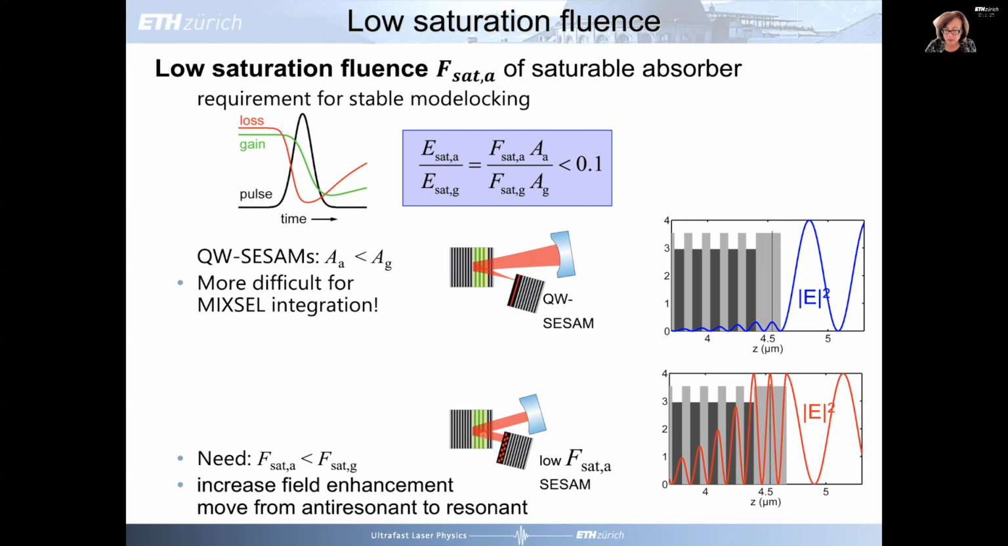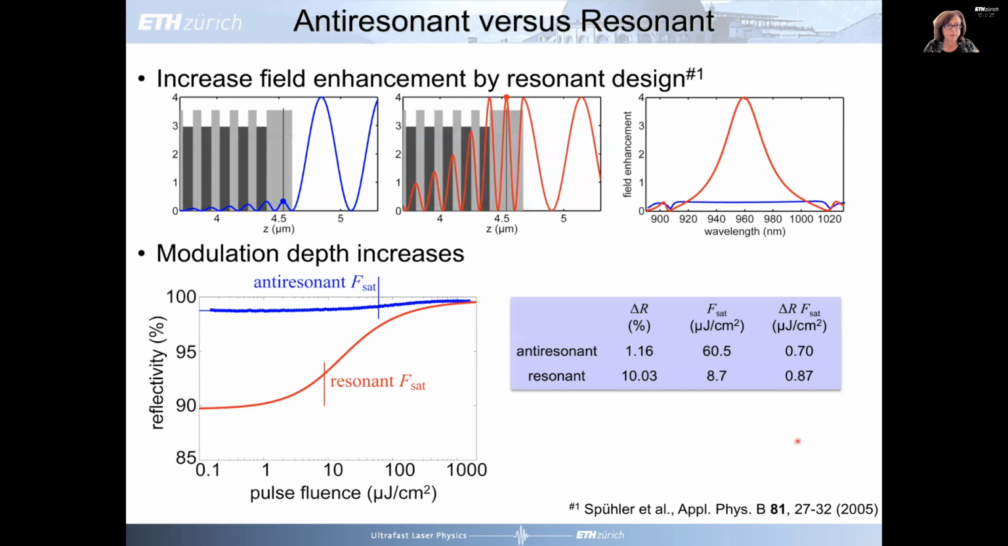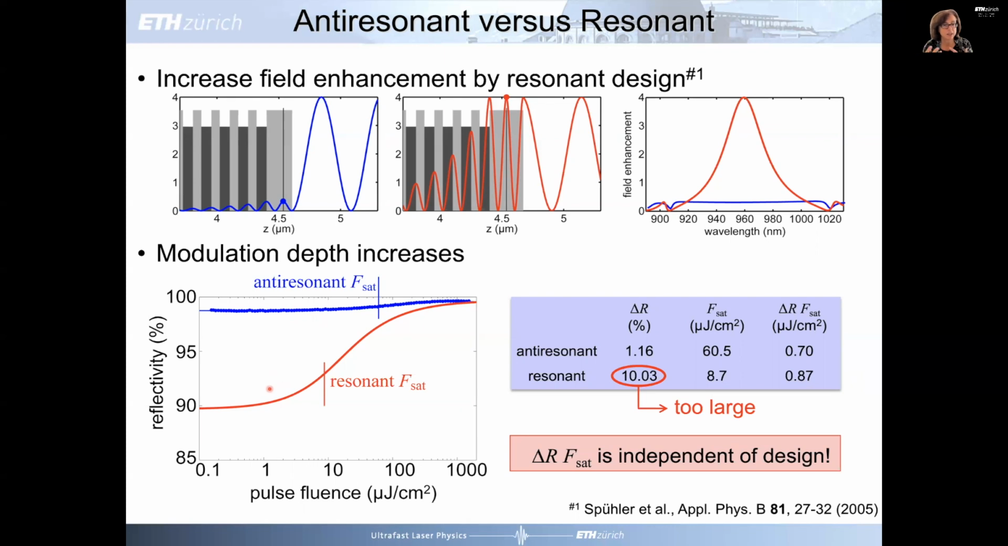One way to do this is to go to a more resonant structure. However, if you do that with the quantum well, if you push it too much into resonance, your modulation actually becomes too large, because the delta R times F sat is actually independent of design. So you would have to very carefully keep this one so that the modulation depth doesn't become too large for the passive mode locking. And we also figured we needed to move away from the same material.